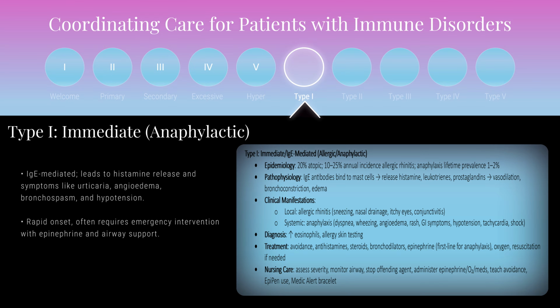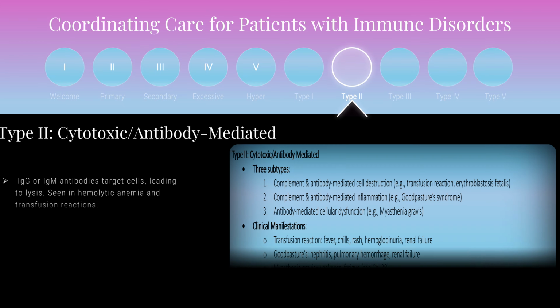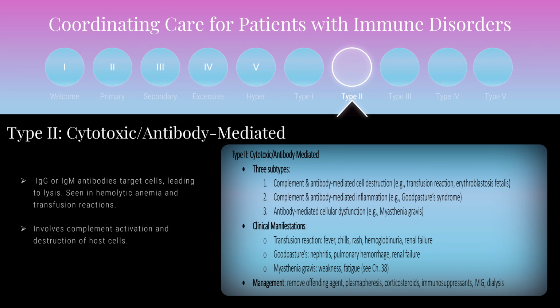Okay, we go to type 2 now. Type 2, cytotoxic, antibody mediated. The IgG or IgM antibodies target cells leading to lysis, seen in hemolytic anemia and transfusion reaction.